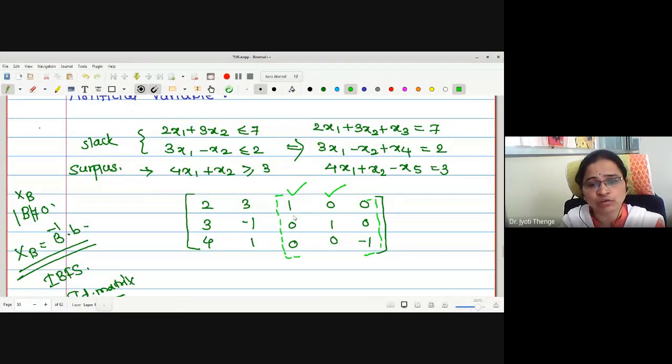Therefore, what do you think? What will be my alternative? If I want to convert this column 0, 0, minus 1 to 0, 0, 1, what adjustment can we do? The third equation is giving us trouble.